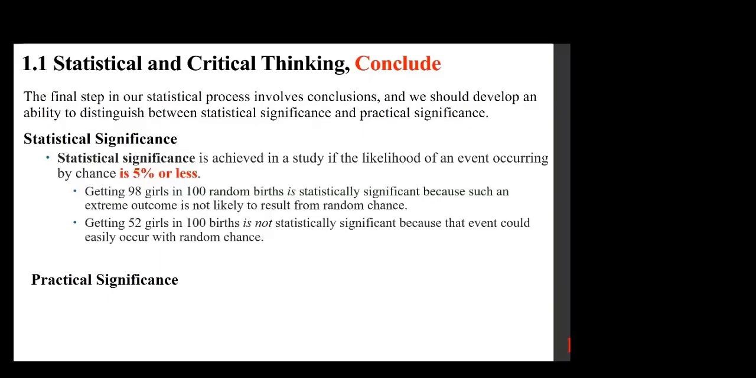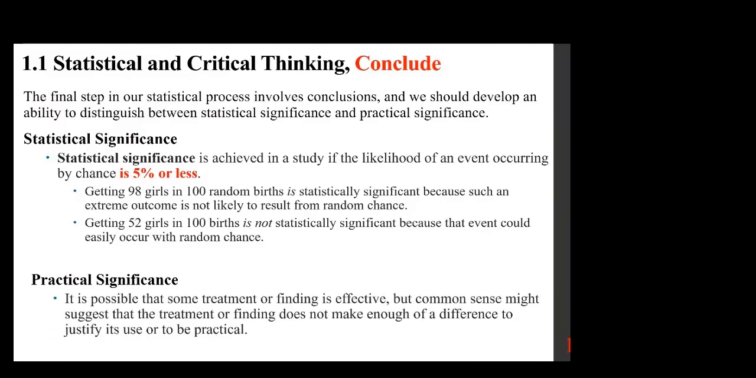Statistical significance is achieved in a study if the likelihood of an event occurring by chance is 5% or less. Getting 98 girls in 100 random births is statistically significant because such an extreme outcome is not likely to result from random chance. Getting 52 girls in 100 births is not statistically significant because that event could easily occur with random chance. How about practical significance? It is possible that some treatment or finding is effective, but common sense might suggest that it does not make enough of a difference to justify its use, or to be practical.